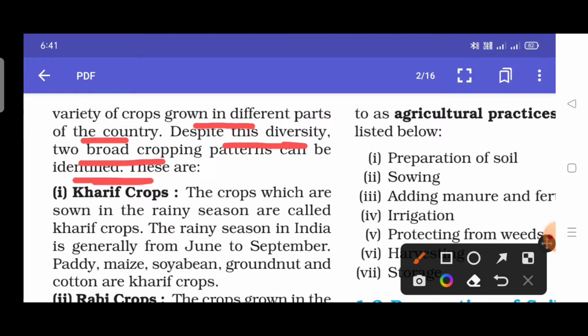As we know, India is a very vast country, and due to climatic conditions like temperature, humidity, and many more, different types of crops are grown in different parts of the country. And along with this much diversity, we identify two broad or two main cropping patterns, which are these.